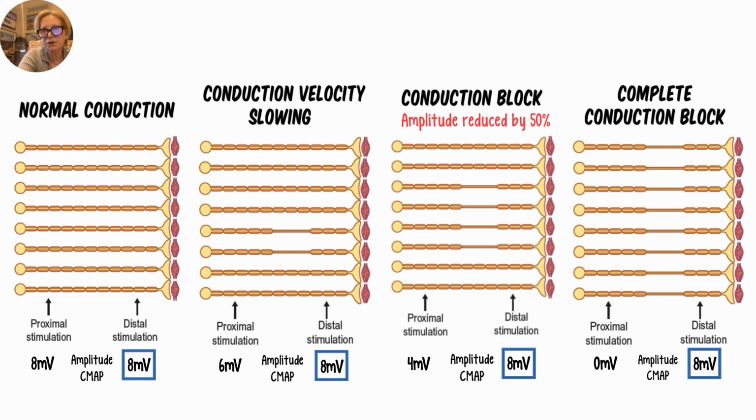This is a definition. Amplitude reduced by 50% by definition is a conduction block. If amplitude is reduced by 100%, it's a complete conduction block. But you'd have weakness with a conduction block at 50%, and you'd have complete paralysis when none of the conduction is able to jump that gap. And you can see the different numbers there for CMAPs. So you've got decreased CMAPs, but it's not because you've lost axons. It's just because of demyelination.